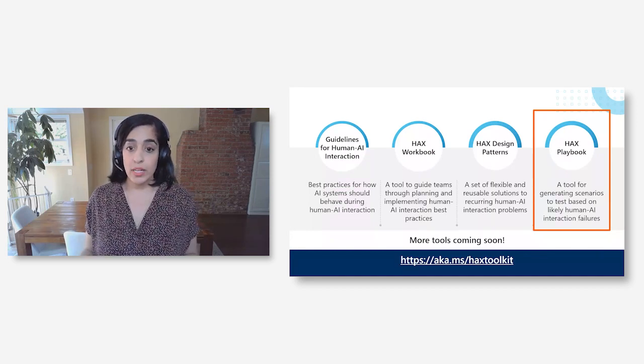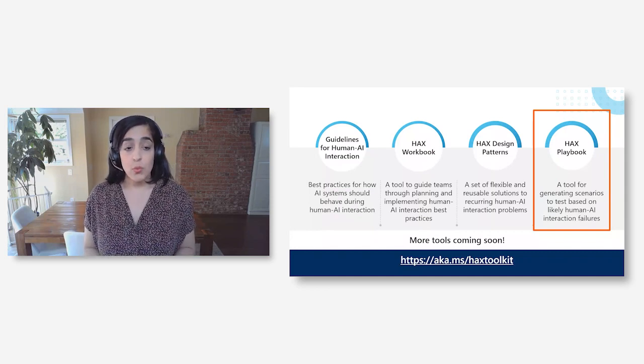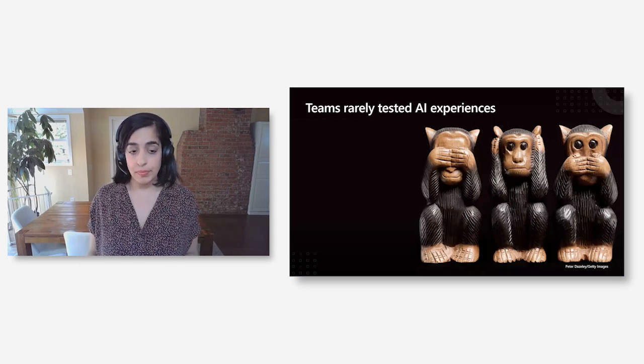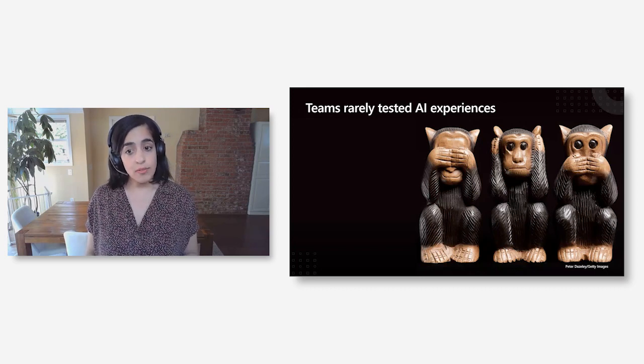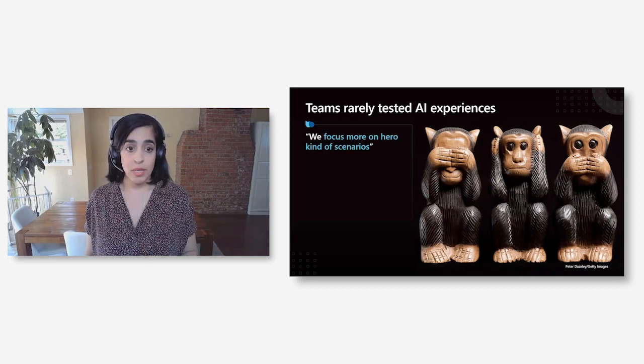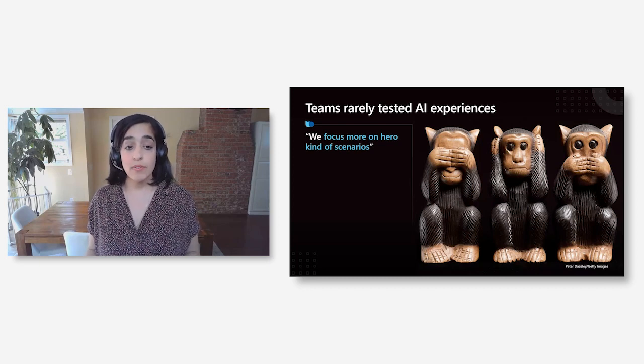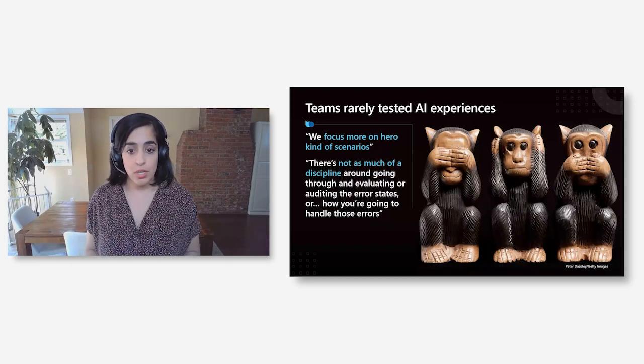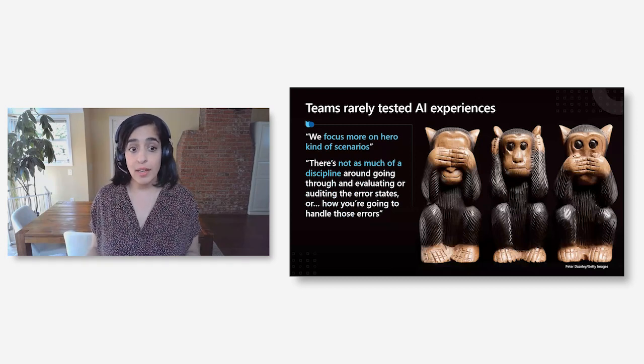In fact, through interviews with practitioners spanning dozens of teams working on AI-based systems, we found that in many cases, human-AI interaction testing was hardly happening at all. When it was happening, it was often focused on testing the ideal or MVP scenarios, or sometimes called the hero scenarios. And if error cases were tested at all, it was often done in an ad hoc way, like using a trial and error type of approach. One person said, there's not much of a discipline around going through and evaluating or auditing the error states or how you're going to handle those errors.